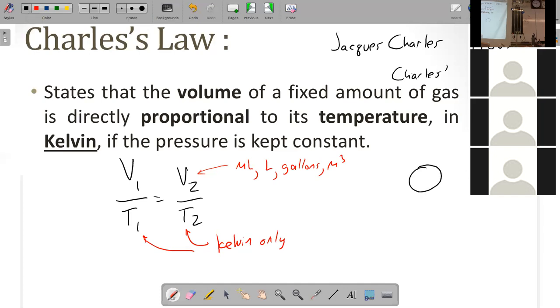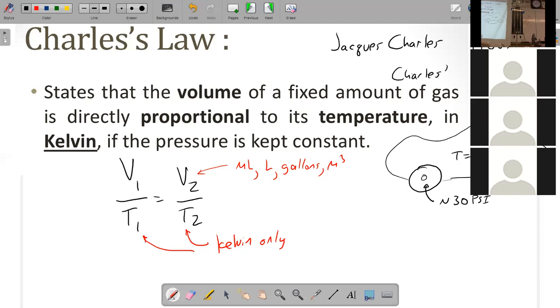Here's a practical example of that. Here's your car, and it's the fall, so maybe the temperature is 70 degrees Fahrenheit, and the tires themselves have gas in them. You typically want the pressure in car tires, depending upon the vehicle, around 30. The common unit we use in this country for pressure is PSI, pounds per square inch, which is another pressure unit, but we don't use it in chemistry.